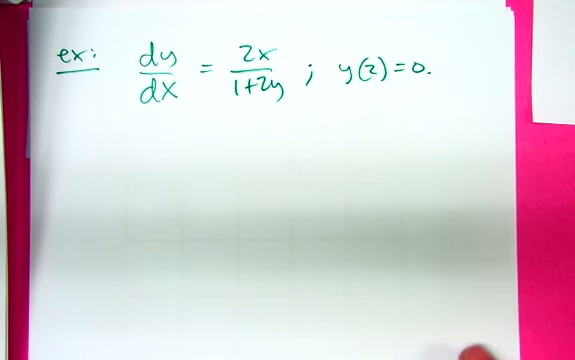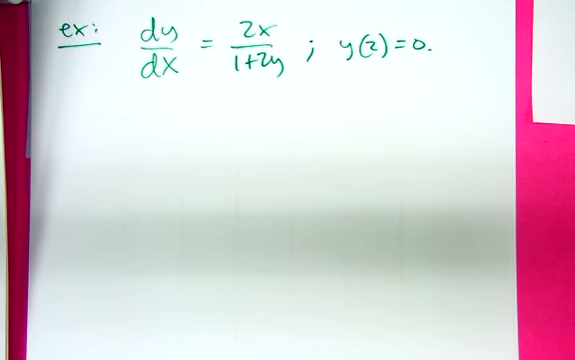So dy/dx equals 2x over 1 plus 2y. Now we have an initial condition given. Go ahead and find the solution. I'll give you 90 seconds, and then I'll go through my answer.